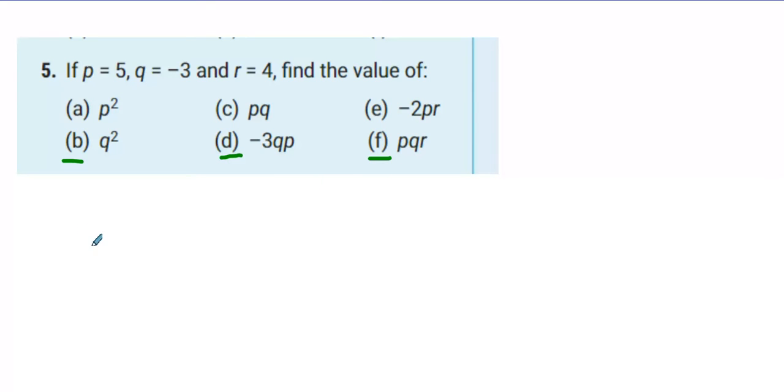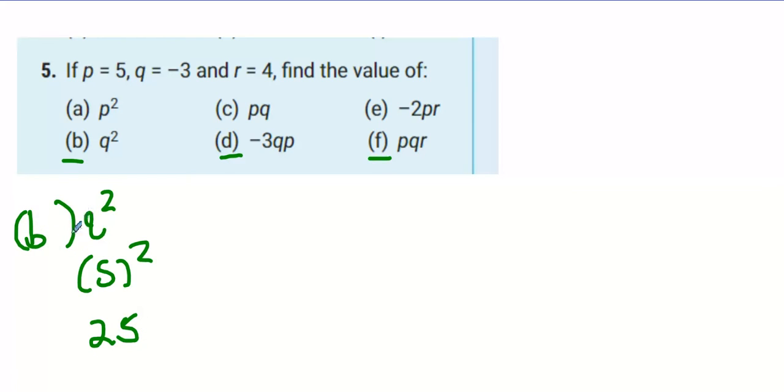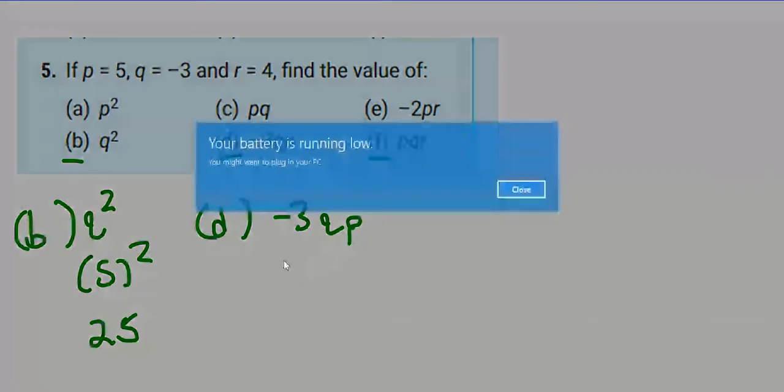Sorry, you're doing B, but you know what I'm talking to you. All right, so what's B? So Q squared, isn't it? 5 squared, 25. That's 5B, lads. Do D. How'd you do D?